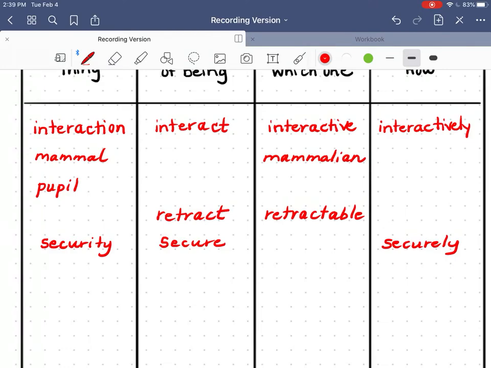Slitted is an adjective. It describes a cat's eye. The verb is slit, to cut. It can also be used as a noun. If you're talking about the cut itself, you could call that a slit.